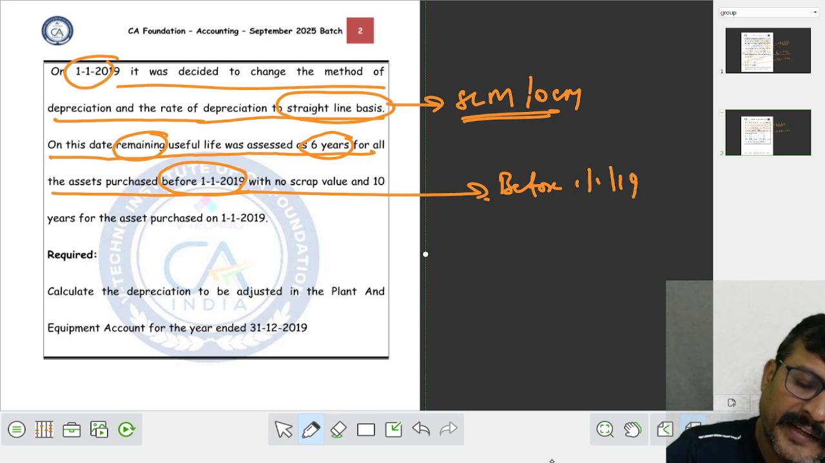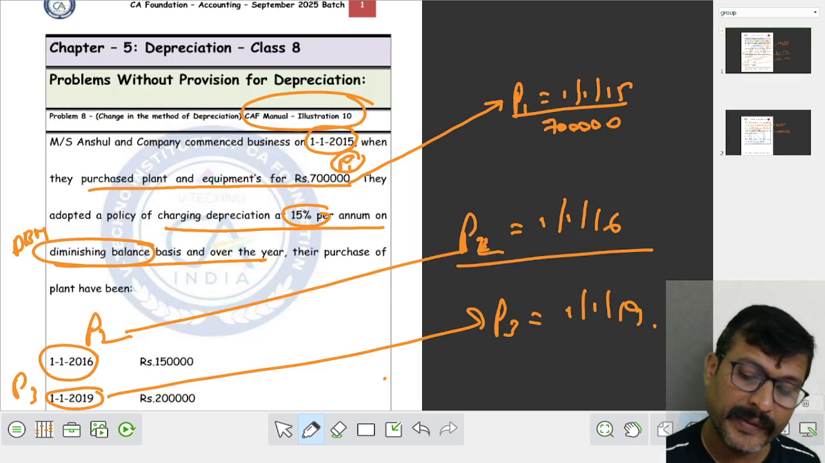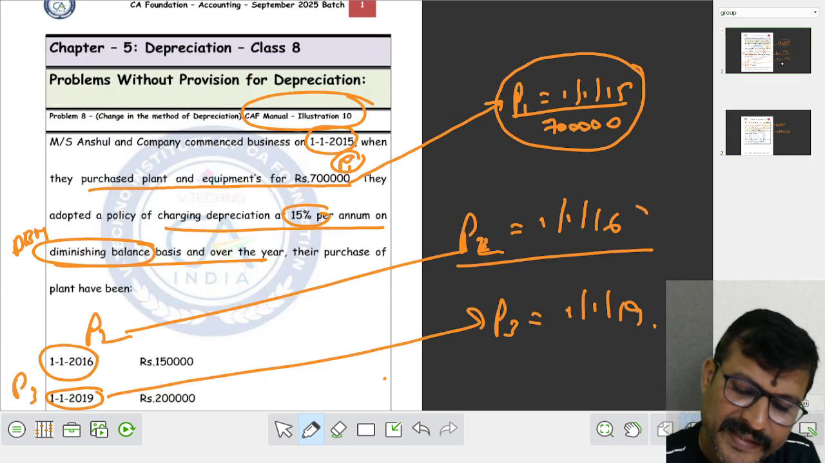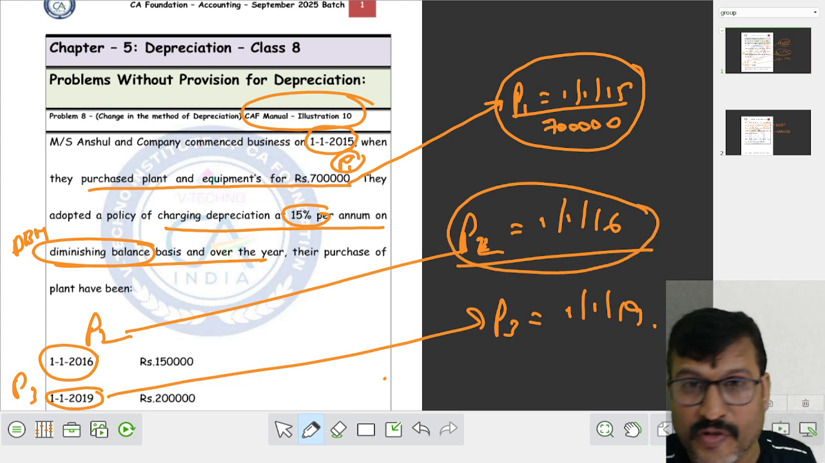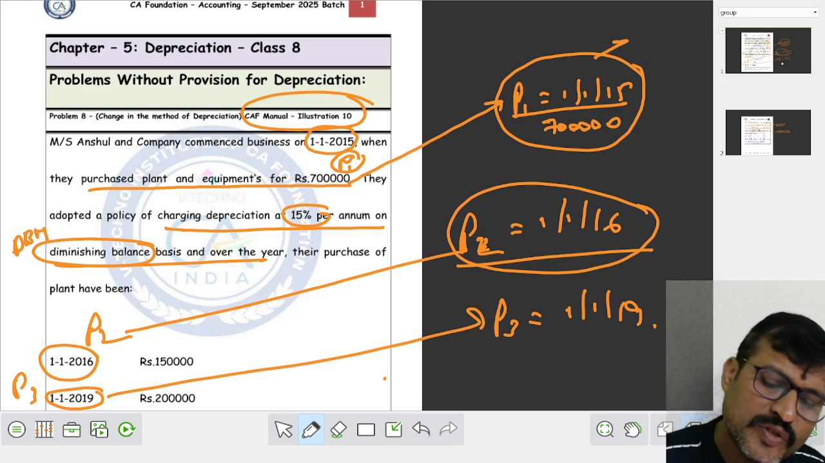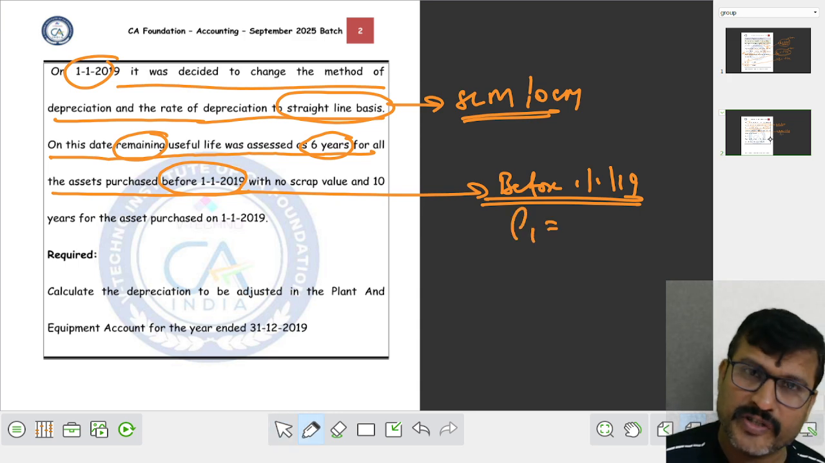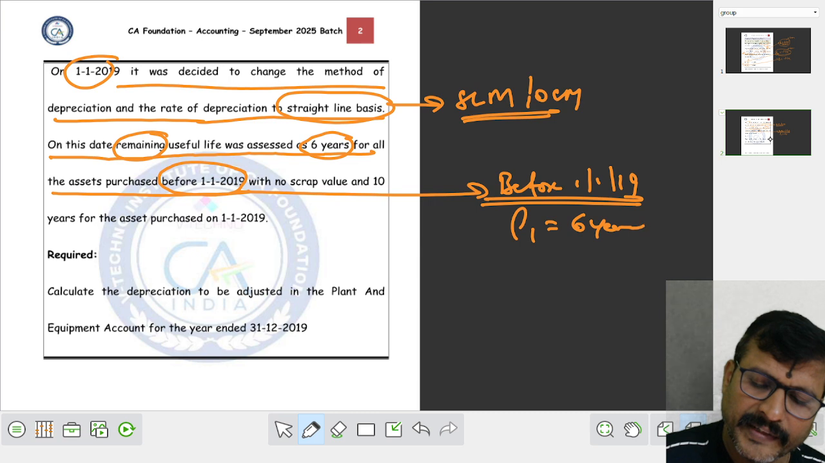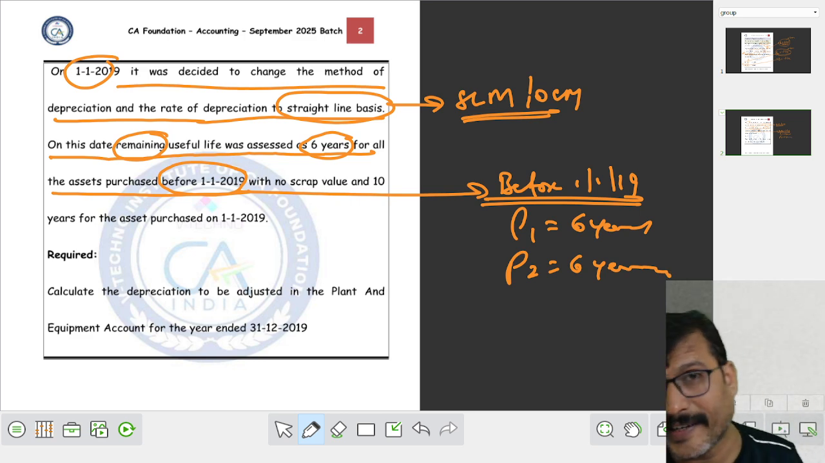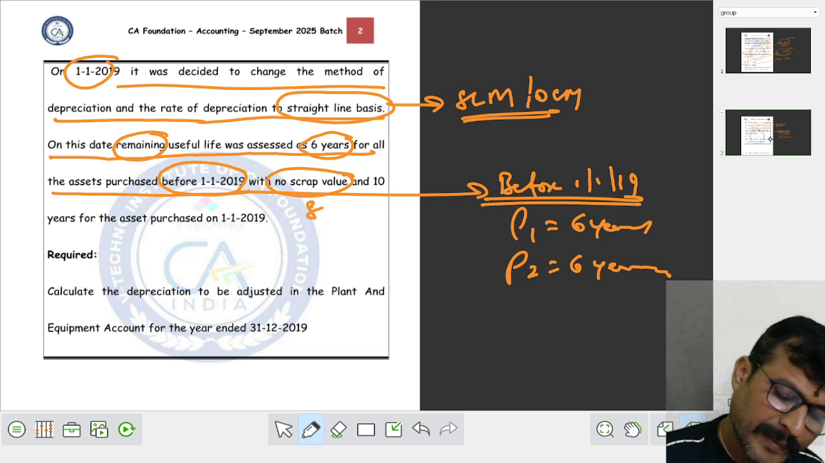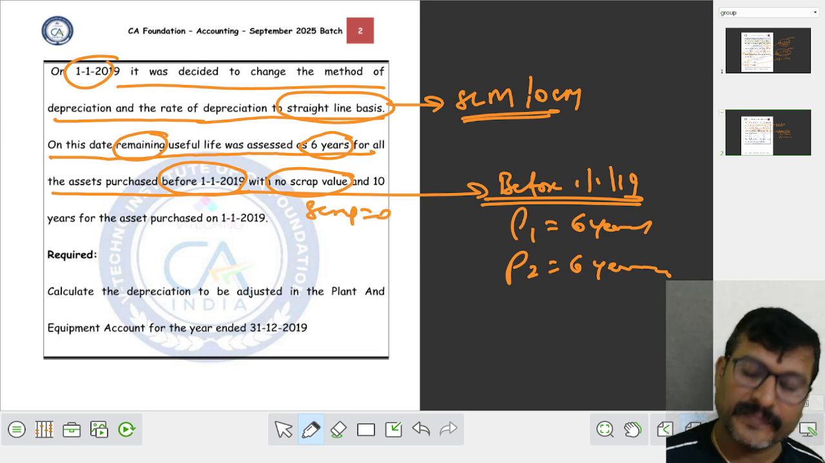See what and all the assets purchased before 1st January 19. Go back to your previous page. This is a plant purchased before January 19. This is also a second plant purchased before January 19. The life of these two plants is termed as what? 6 years, right? So plant 1 is purchased before January 19, its life is 6 years. Plant 2 is also purchased before January 19, the life is 6 years, with no scrap value. No scrap value means scrap value is 0.